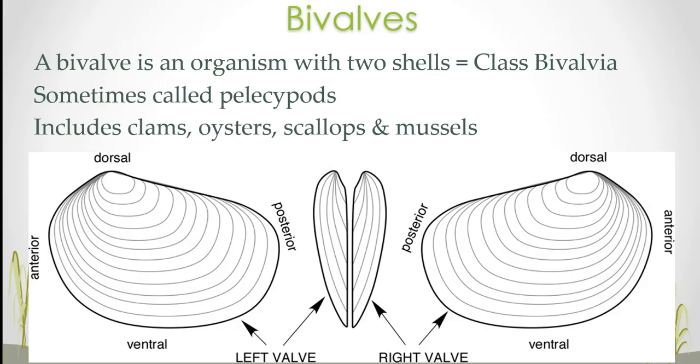Really cool creatures. Okay, the bivalves, these have two shells. Bi meaning two, okay? So this is class Bivalvia. The other one was class Gastropoda. Sometimes these are called pelycopods, but I almost always hear them called bivalves. These include clams, oysters, scallops, and mussels. Okay, these are also very lucrative as far as our economy goes. People like to eat these. Snails aren't as lucrative. Not as many people like to eat snails as they like to eat these guys right here.